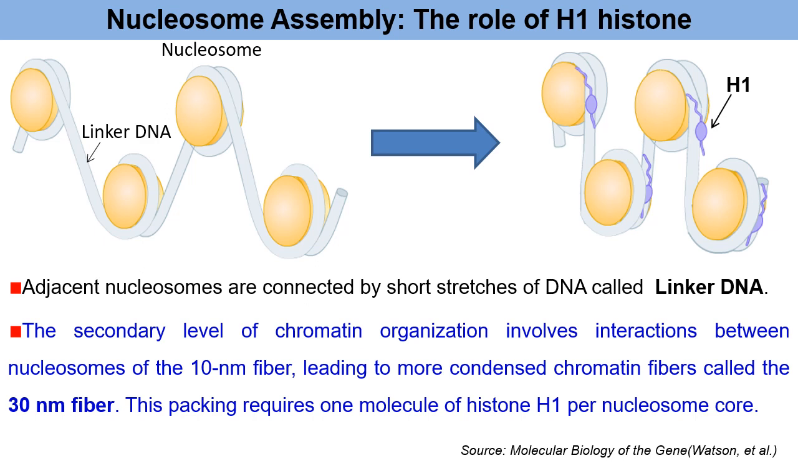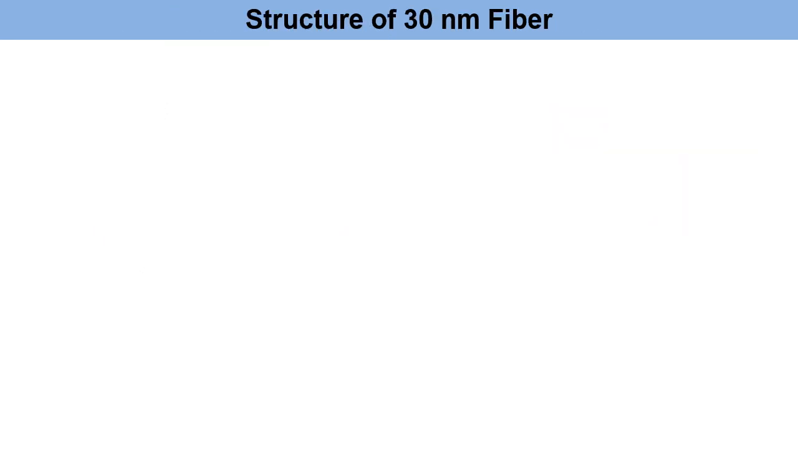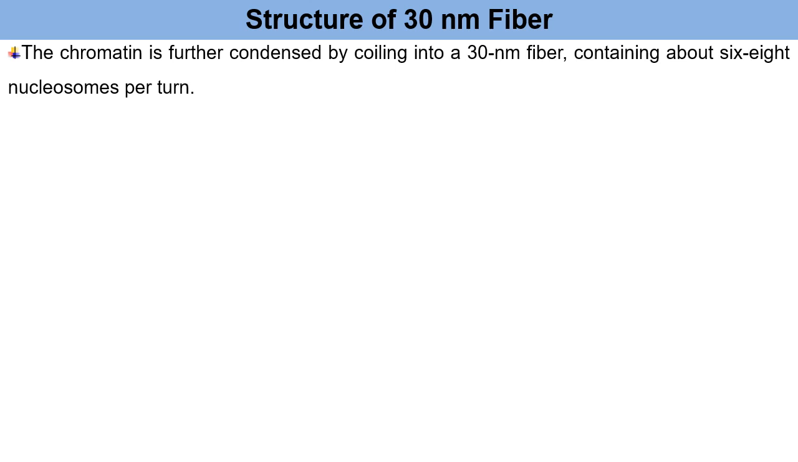It therefore plays a very important role in the secondary level of chromatin organization. Let us now look into the structure of the 30 nanometer fiber, which is the secondary level of chromatin organization. Binding of the H1 histone to the linker DNA leads to further condensation of the chromatin by coiling into a 30 nanometer fiber containing about 6 to 8 nucleosomes per turn.